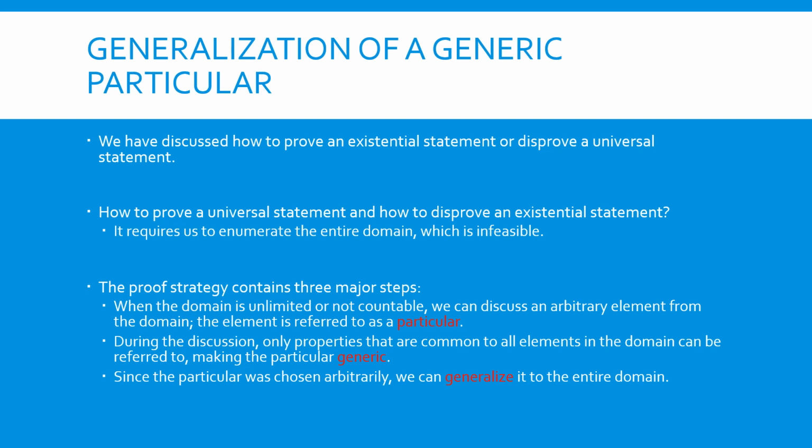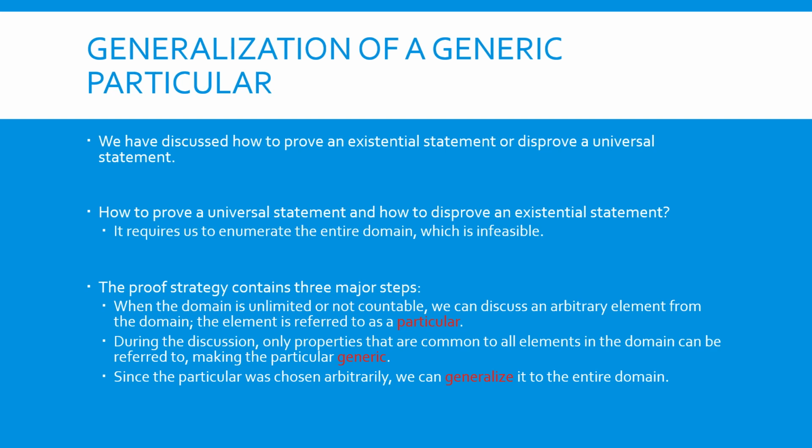For example, when proving a universal statement, we need to show that each element in the domain can make the unquantified proposition true. When disproving an existential statement, we need to show that every element in the domain makes the unquantified statement false. If the domain is small and finite, we can use proof by exhaustion to discuss each element in the domain. However, the domain could also be large and infinite. In this case, we'll use the technique called generalization of a generic particular.